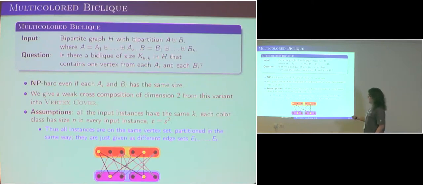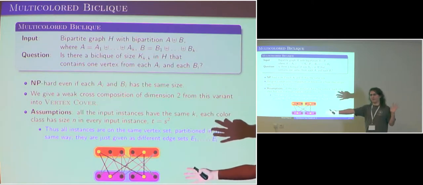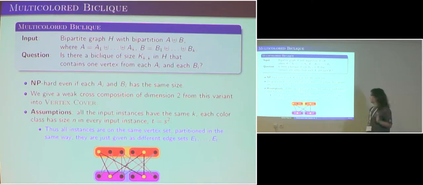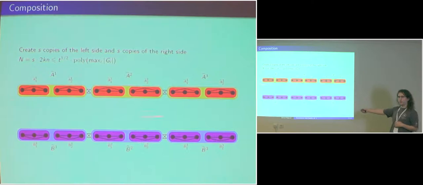Yes. All of those graphs are just different edge sets on exactly the same vertex set. Yes? And I've got t of them. And now I would like to create one instance of vertex cover, on possibly a larger graph. So what I do, I copy each of the sides, the upside and the downside, s times. Yes? And the idea is that now, because I've got s copies here and s copies here, I've got s squared pairs of copies. So each of the pairs of left side, right side will be like a placeholder for one of the input instances. Yes? Good. So the connections.